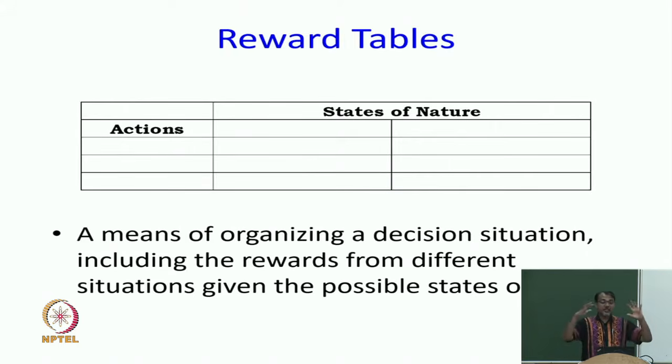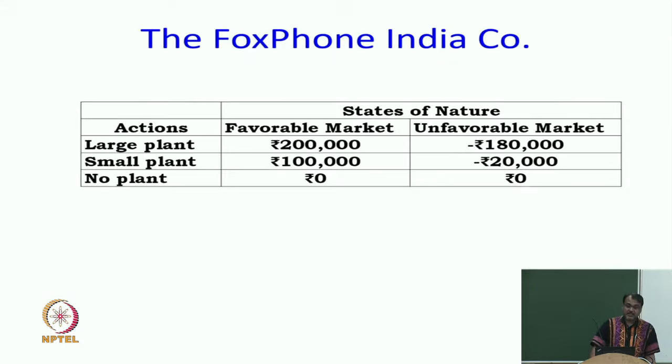So, we can write it down in a reward table. It is a way of organizing the decision situation. The rows are the various actions and the columns are the states of nature. This is how we have summarized all this information: your actions could be large plant, small plant, no plant, the market can be favorable or unfavorable, and these are the reward values in each case.